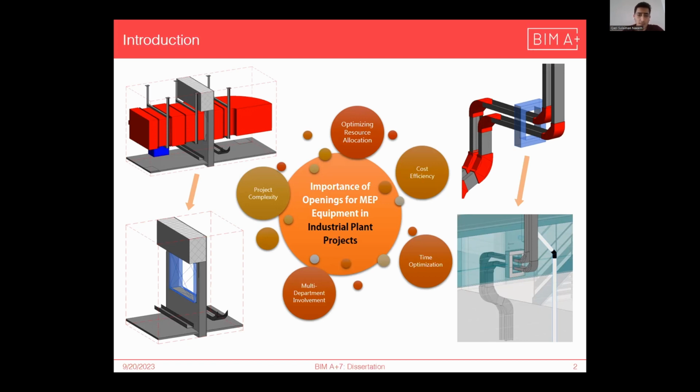For these MEP equipments or for this MEP design, we need to provide openings in the building elements, for example the walls, the floors and slabs, or the ceilings. To provide these openings, we have to manage them in an efficient way to optimize the time, looking at the project complexity, and to optimize the resource allocation. For example, if we mismanage these openings and provide them at the wrong locations, and the constructor has already cast part of that building with those openings in the wrong location, that can cost us a lot of money and a lot of time, with repetitive work.